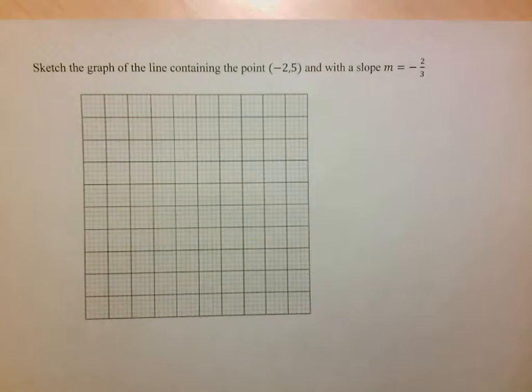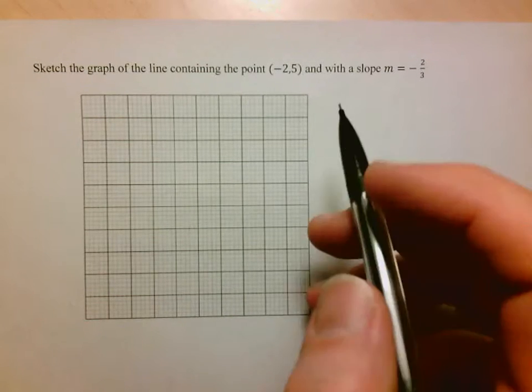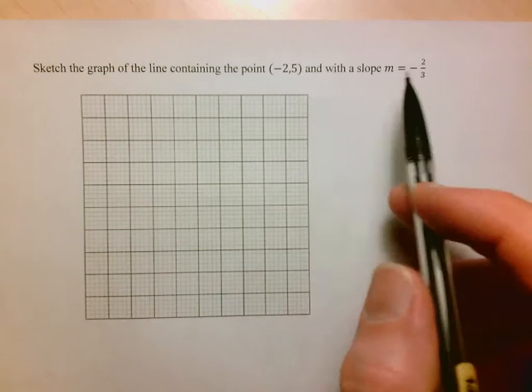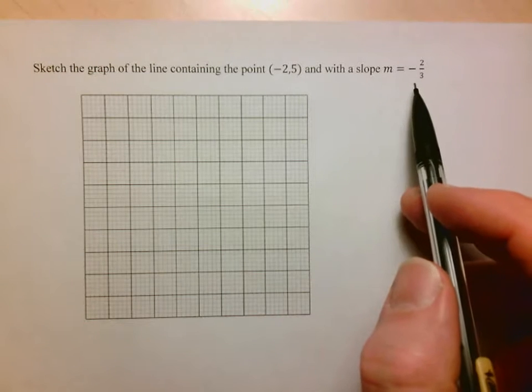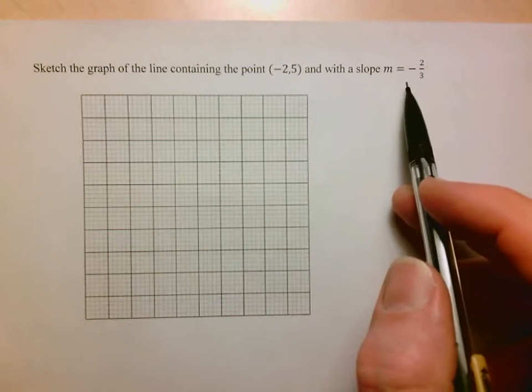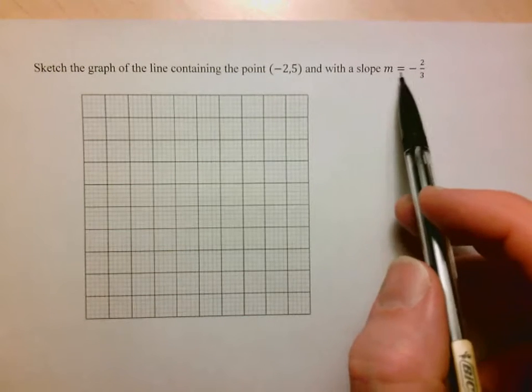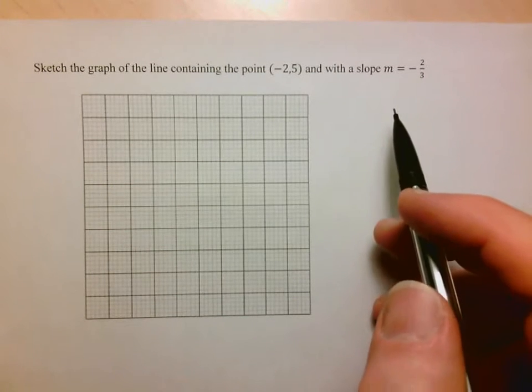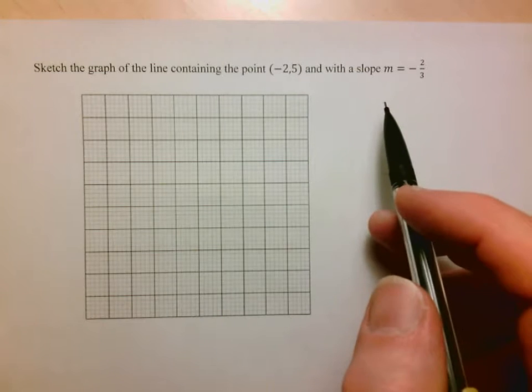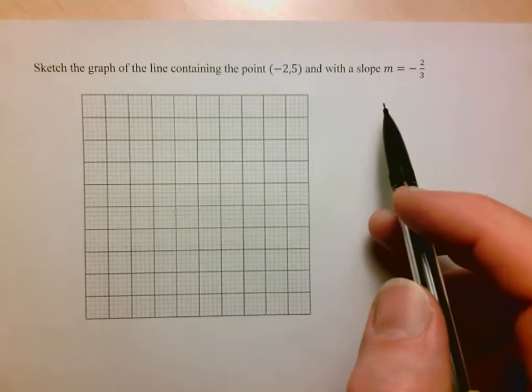Hi folks, we're going to take a look at an example of sketching the equation of a line given a point and the slope. Here they tell us that the line contains the point (-2, 5) and the slope is -2/3. So we're going to plot this first point and then use the slope to help us determine a second point. And once you have 2 points on a line, you can sketch it easily.